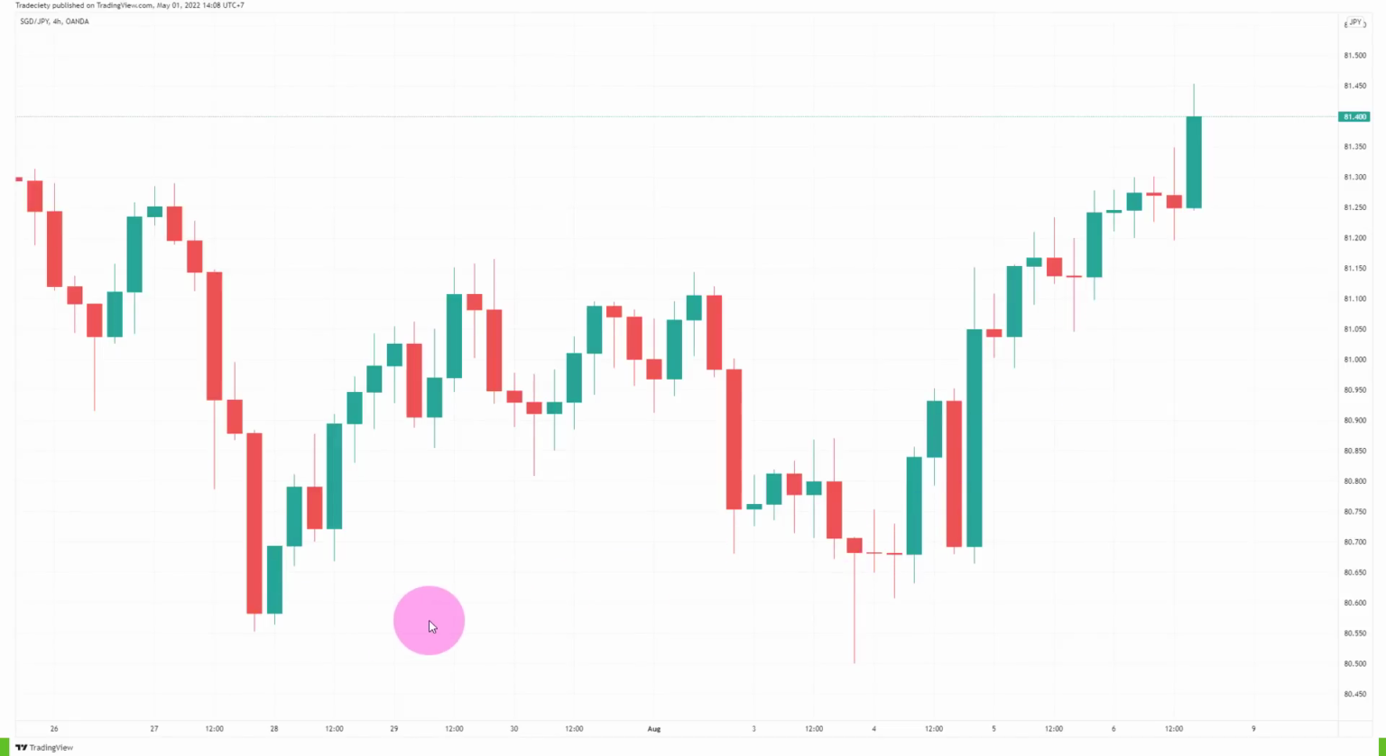So again, pin bars are interesting signals. However, the context here really matters, because we're only looking at one single candlestick. There's not a lot of information that we're dealing with, so the context really matters here.